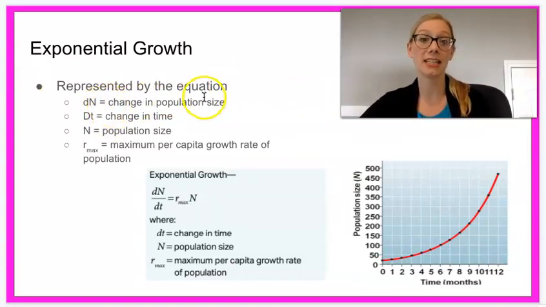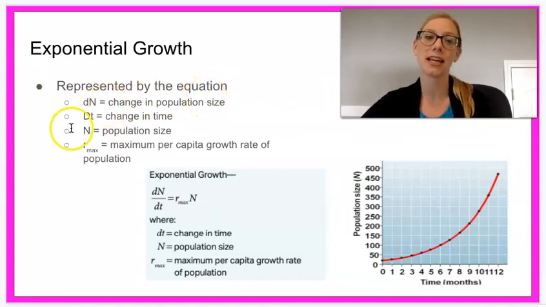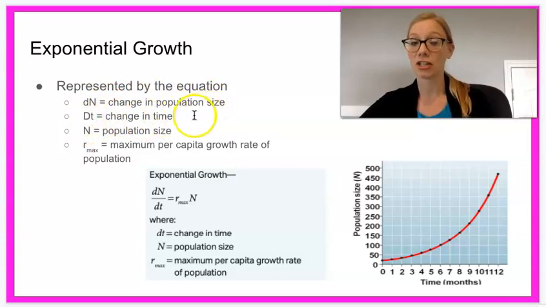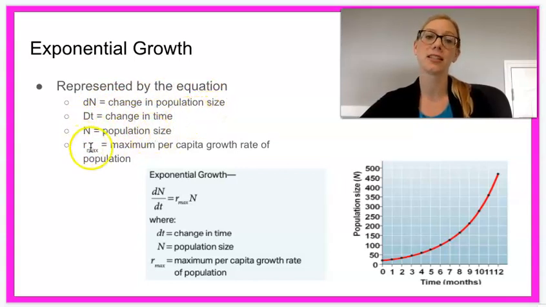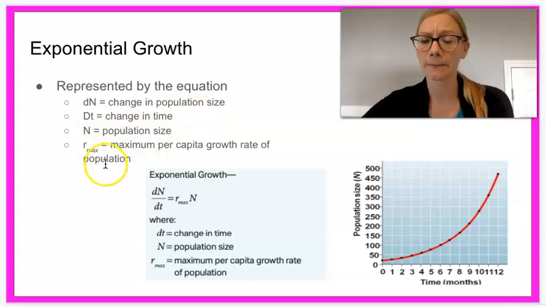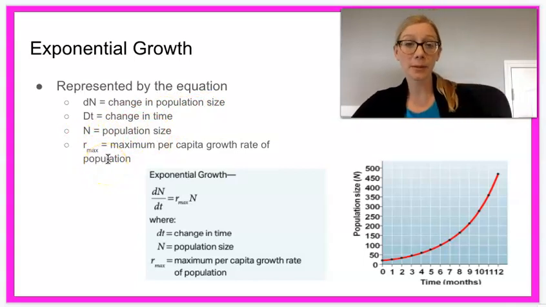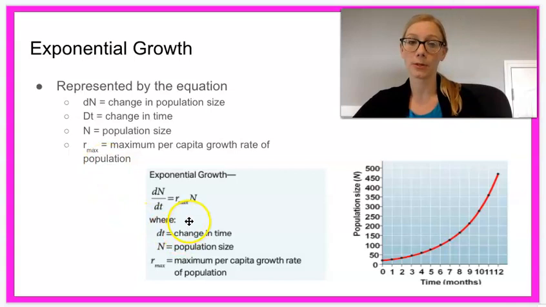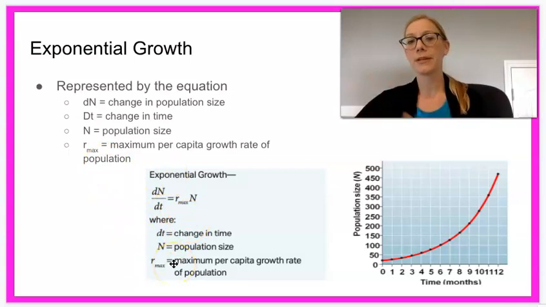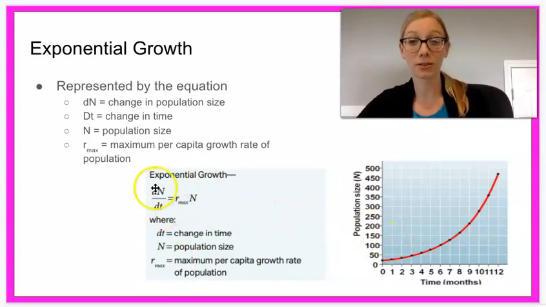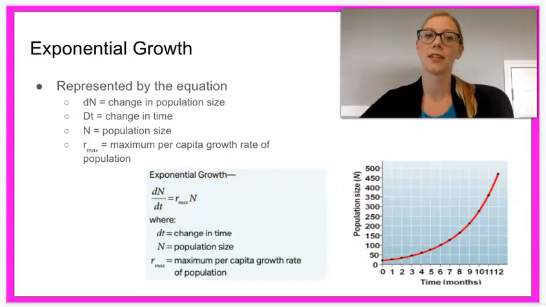We say dN is the change in population size, dt is the change in time, N is the population size, and we have something called Rmax. Rmax is the maximum per capita growth rate of a population, okay? So it would be the growth rate that they would give us, and this would give us our exponential curve. You could also solve for any of these variables in here as long as they give you the rest of the information.